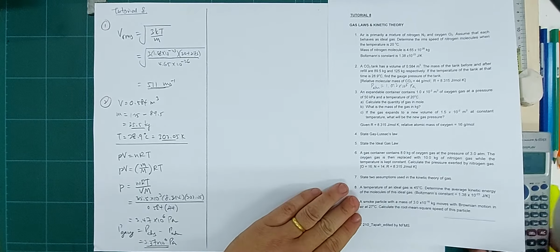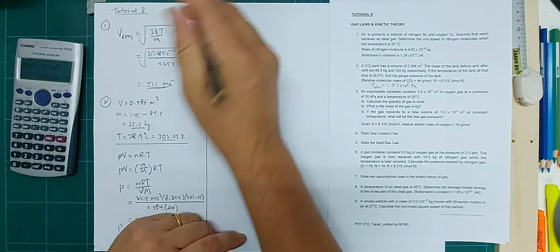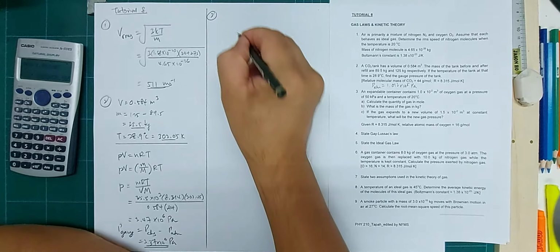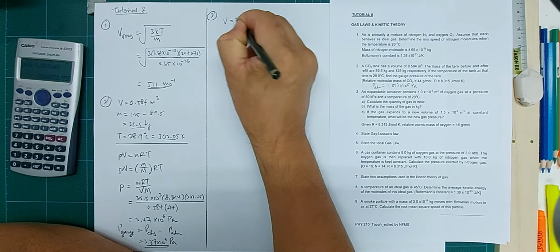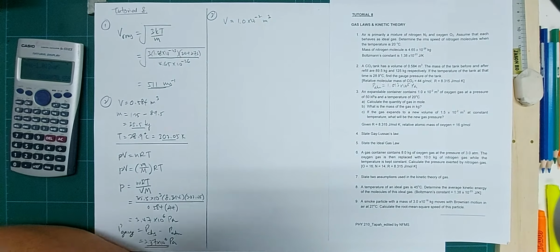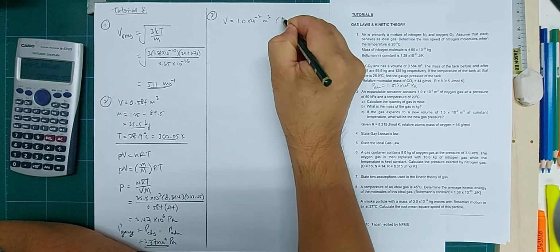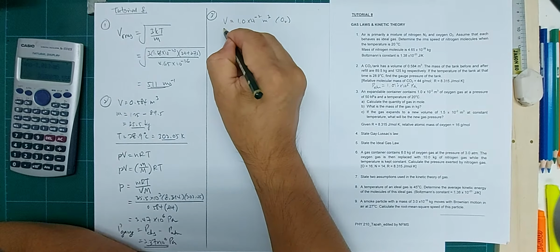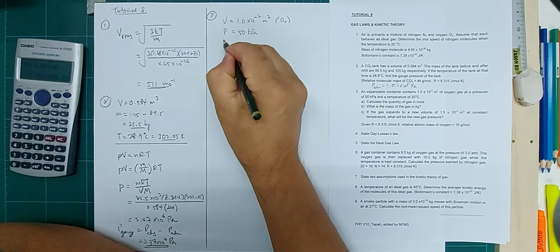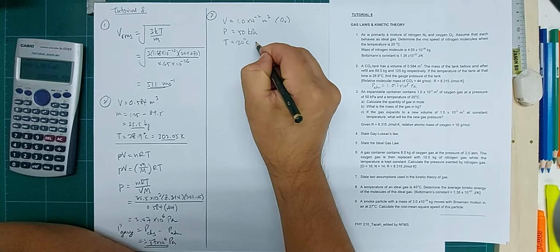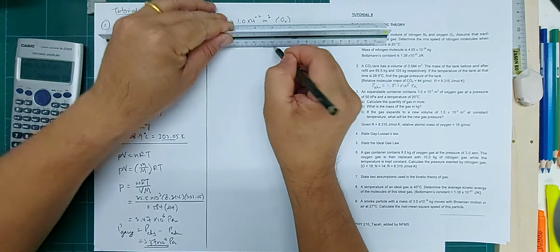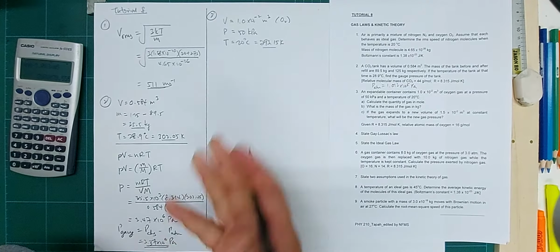We go to question number 3. An expandable container contains oxygen, volume 1.0 times 10 to the power minus 2 cubic meter, oxygen O2, at a pressure P of 50 kilopascal and a temperature T of 20 degrees Celsius, which is equal to 293.15 Kelvin. That's the initial condition.